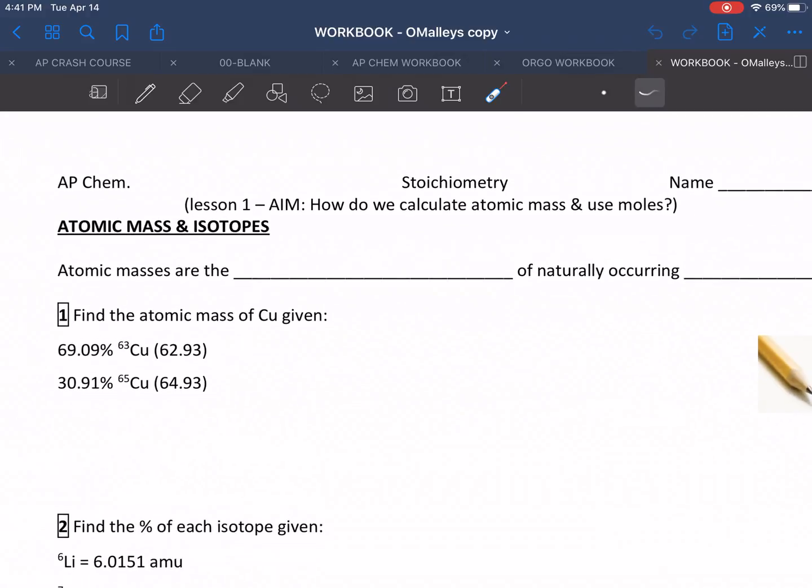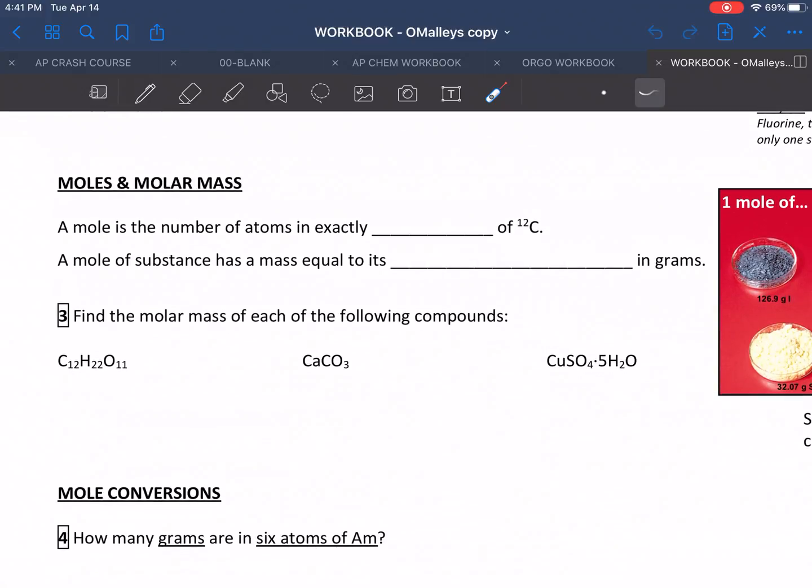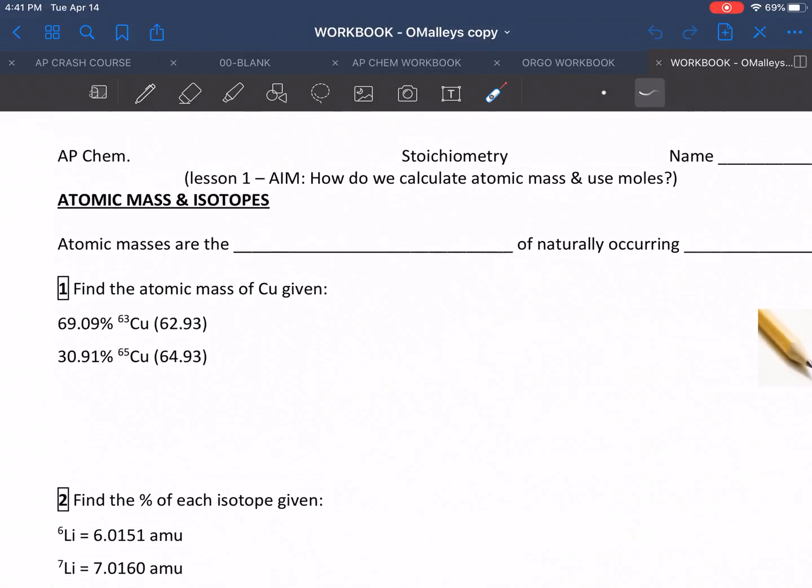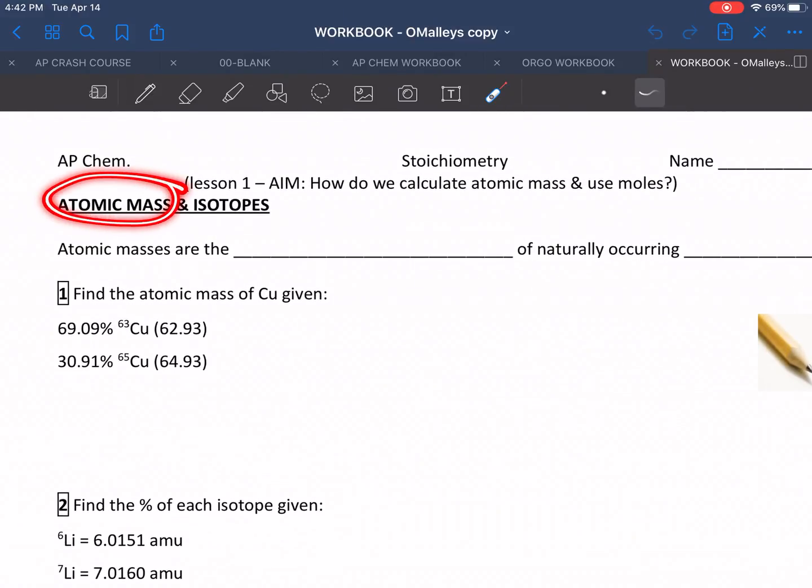So we're going to talk about two things today, specifically all those numbers that we see on the periodic table, the atomic masses and their relationship to isotopes, and then how we convert and use things like molar mass and mole conversions. So let's kick it off with first just looking at atomic masses.